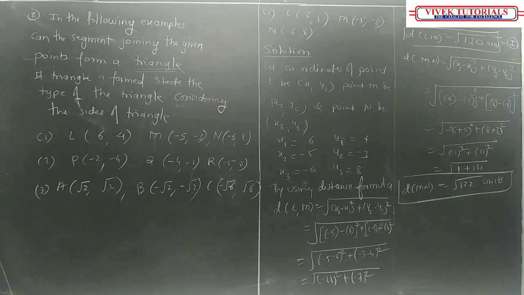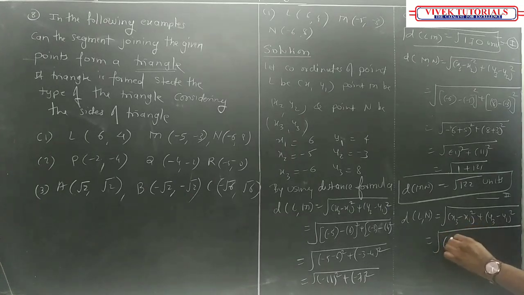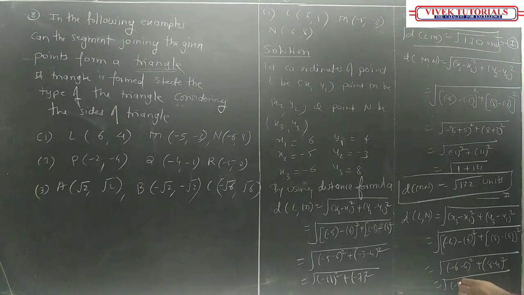Have you understood this now? Now, distance LN is equation number 2. Distance LN is equal to under root (x3 minus x1) the whole square plus (y3 minus y1) the whole square. Therefore, x3 is nothing but minus 6 minus x1, which is 6, the whole square plus y3, which is 8 minus 4, the whole square. We are getting (minus 6 minus 6) the whole square plus (8 minus 4) the whole square. We are getting minus 12 the whole square plus 4 square. Okay, got it?